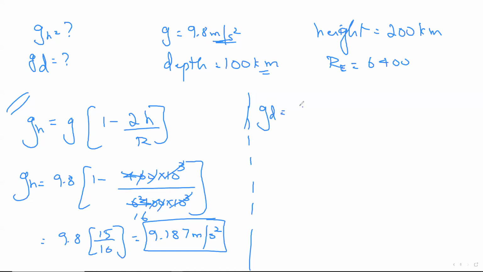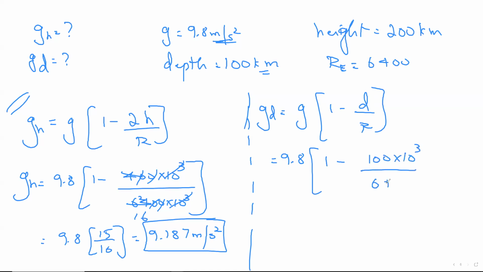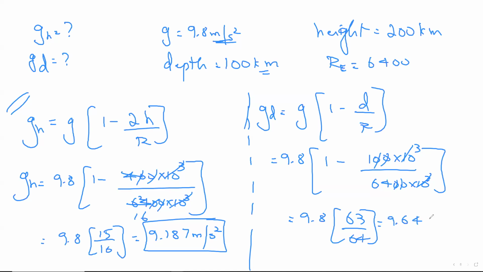Next is g_d. g_d is equal to g into 1 minus d by R. I'm just trying to stress the same thing again and again. Please show the conversion. Depth is 100 kilometers, 10 power 3. Radius 6400 into 10 power 3. The zeros cancel, 64 is the LCM. 64 minus 1 is 63. 9.8 into 63 by 64. Use your calculator: 63 divided by 64 into 9.8. That's 9.64 meter per second square.